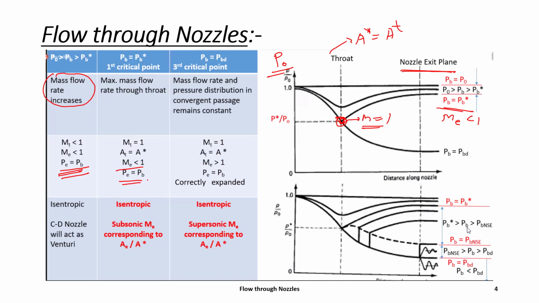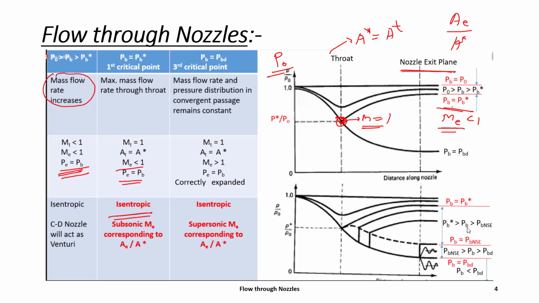Back pressure will be equal to exit pressure, and flow will be isentropic. This condition corresponds to the exit Mach number for the area ratio AE upon A star, where AE is the area of the nozzle exit, and A star is the throat area at Mach number equal to 1. So this is the first critical point.